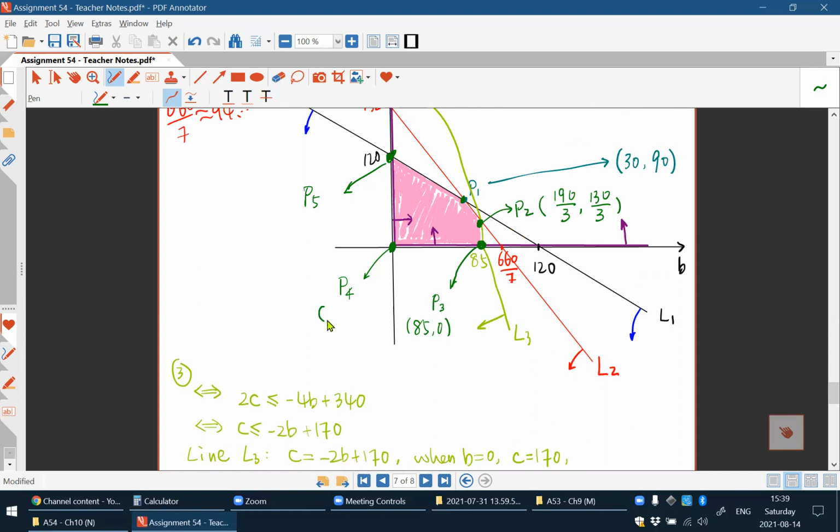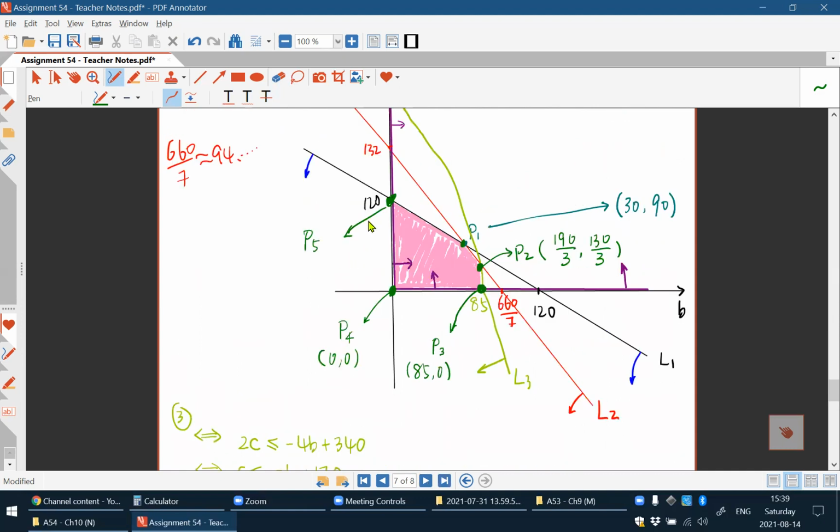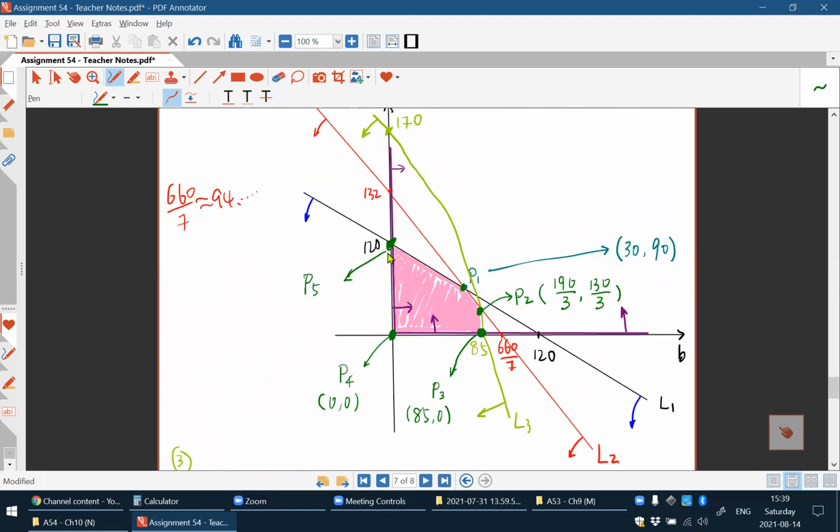So how about P4? P4 is the origin point. Of course, it's 0, 0, right? Okay, so the last point is P5. P5 happens to be the y-intercept of L1. So we know that the x coordinate is 0 and the y coordinate is 120, right?